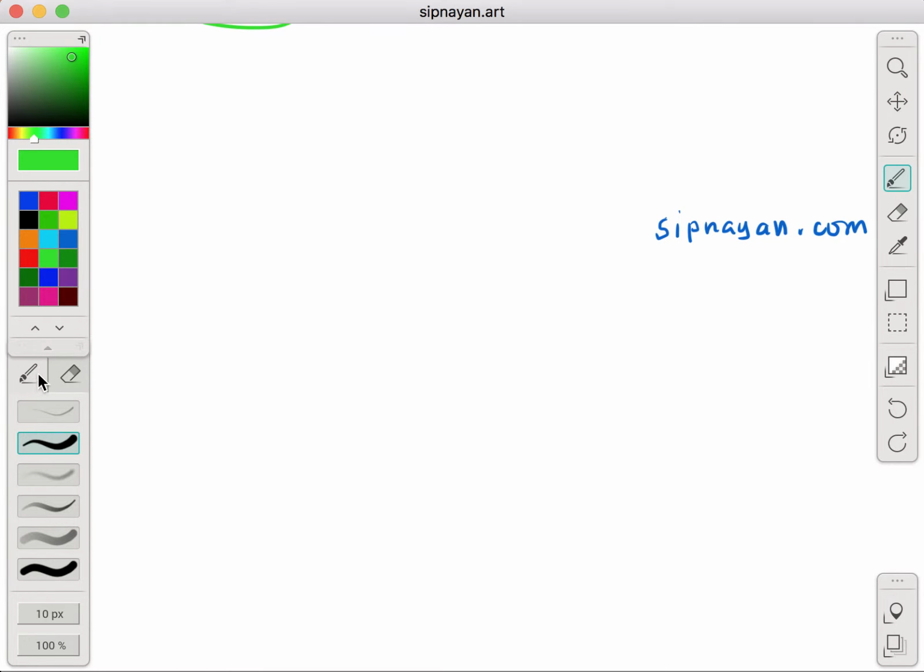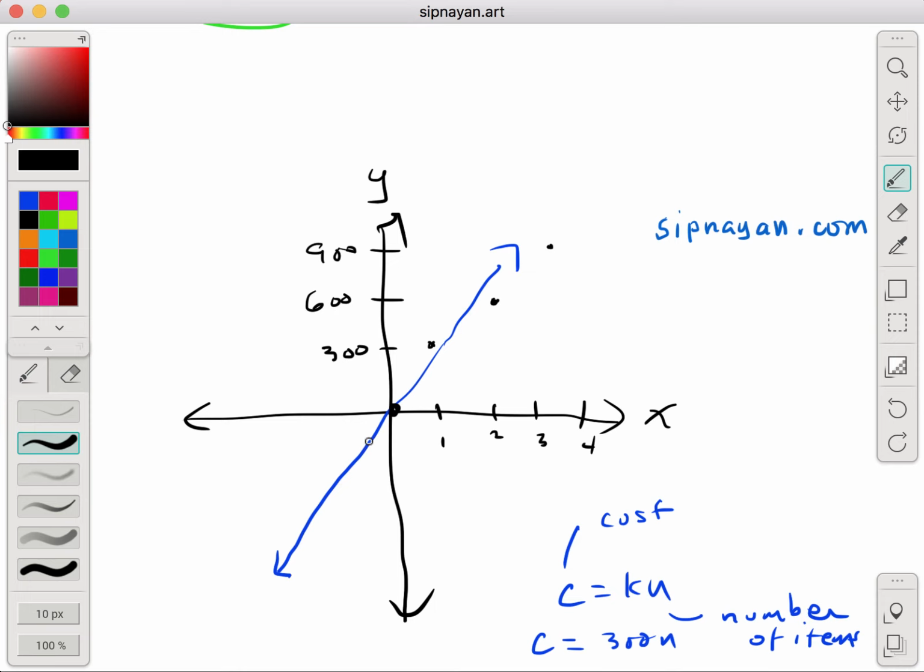So, yung domain niya, positive integers, kasi wala naman tayong 1.5 jeans. Pag 0, syempre 0 din yung price. Pero again, wala tayong negative na jeans, wala kang negative 1 jeans or negative 2 jeans. So, it's just positive integers at wala rin tayong fraction. So, points yung kanyang graph.